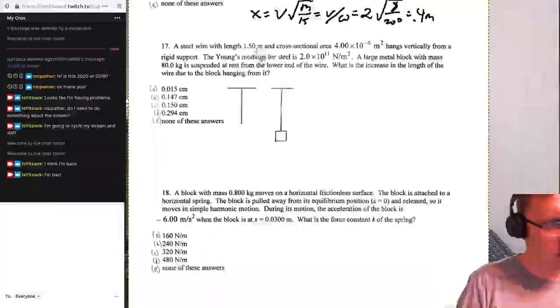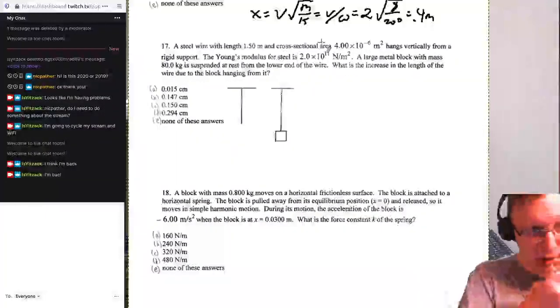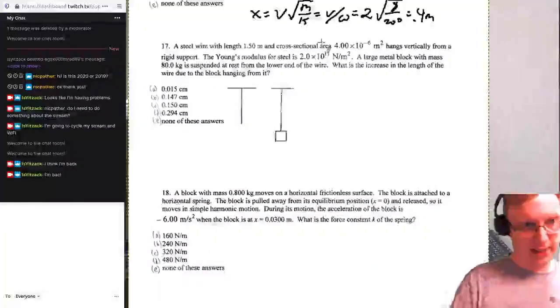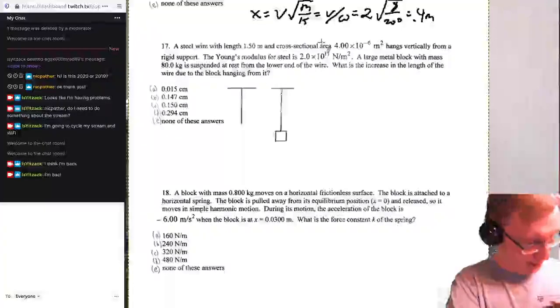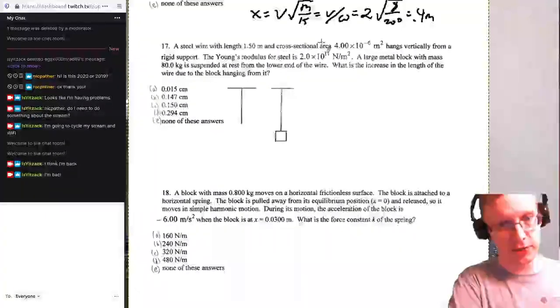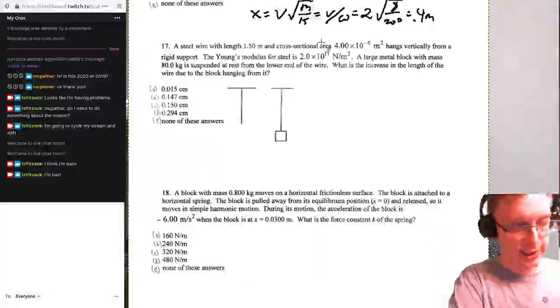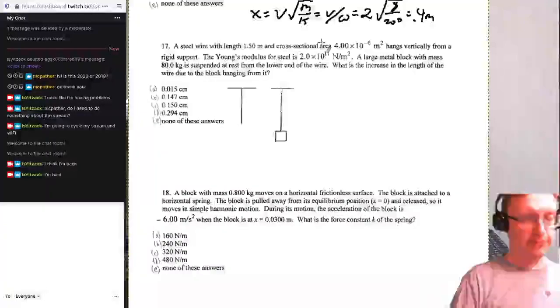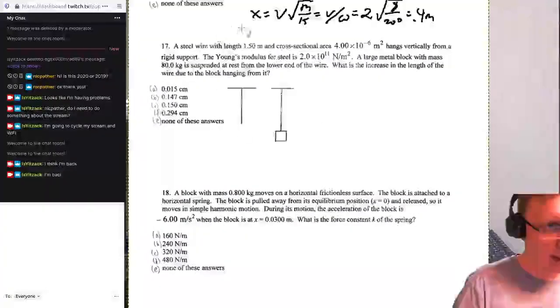A steel wire with length of 1.5 meters and cross-sectional area of this. This is elastic materials. It is probably not on your exam. But elastic materials will often get the short end of the stick for this particular class. So I shall go ahead and explain it so you can have it if you were to ever see it again.